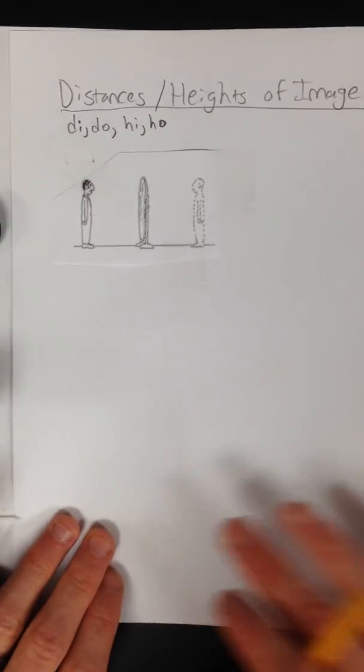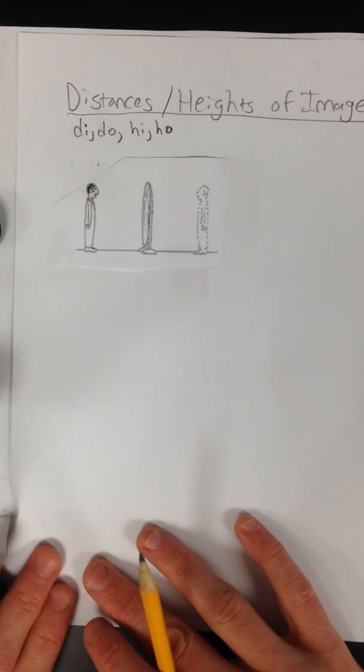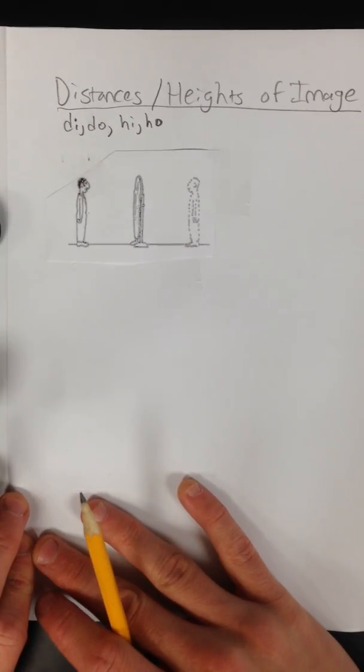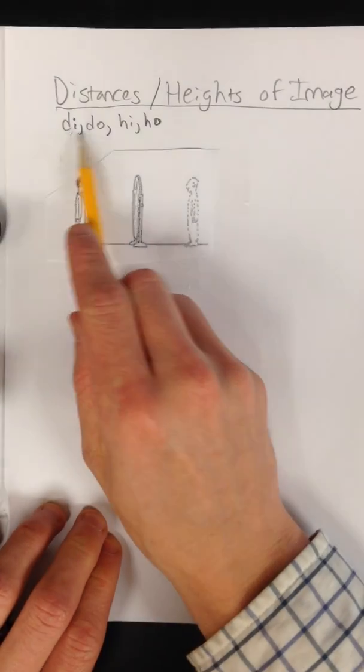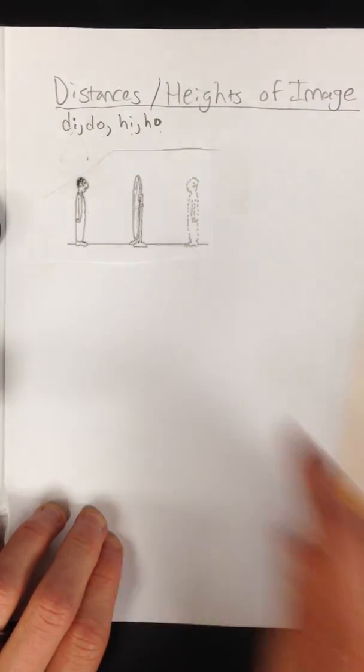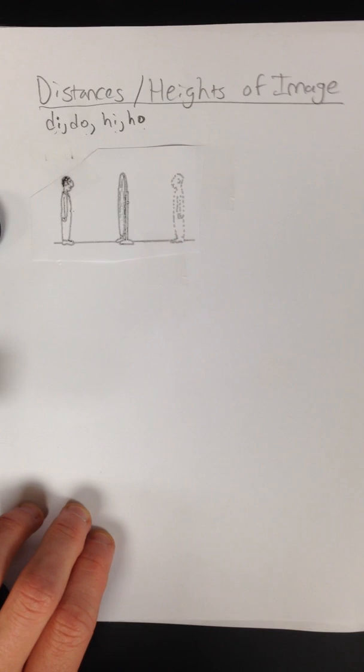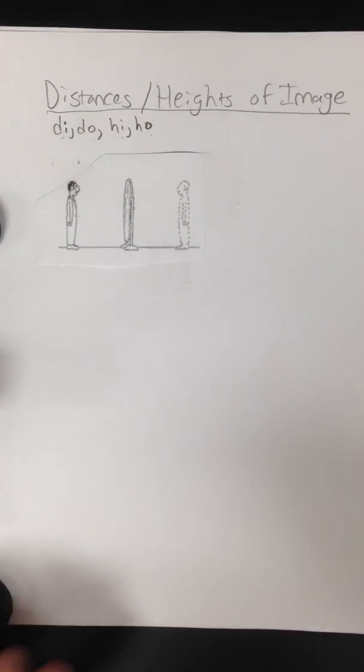Another thing you looked at in your investigation were distances and heights of images. You looked at DI, DO, HI, and HO, sometimes called Dido and Hi-Ho.